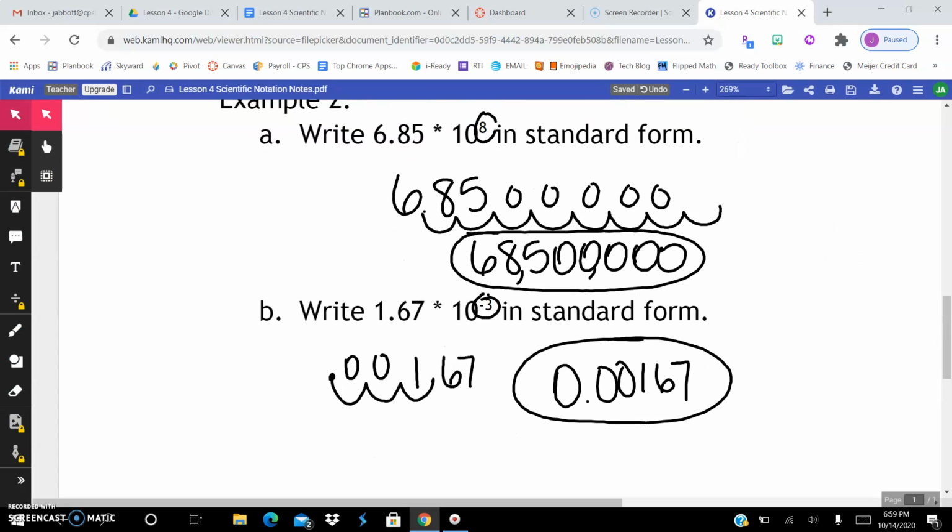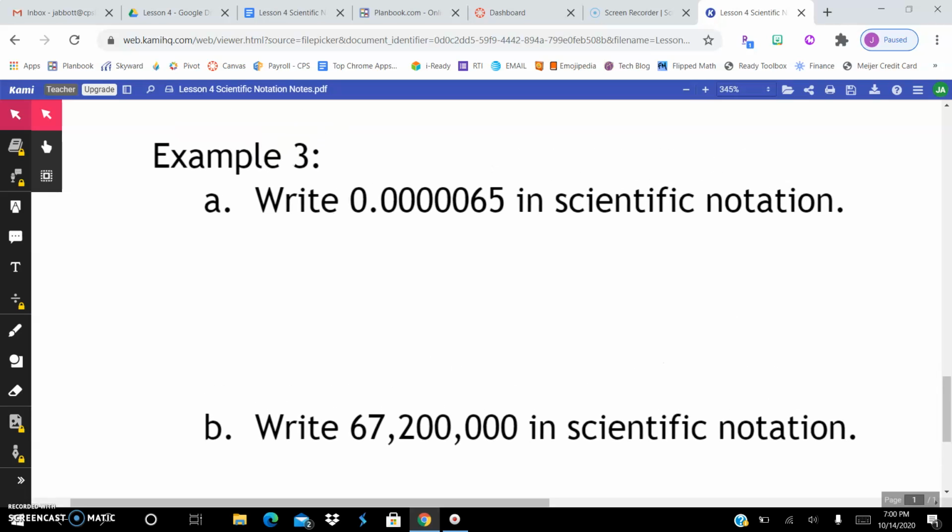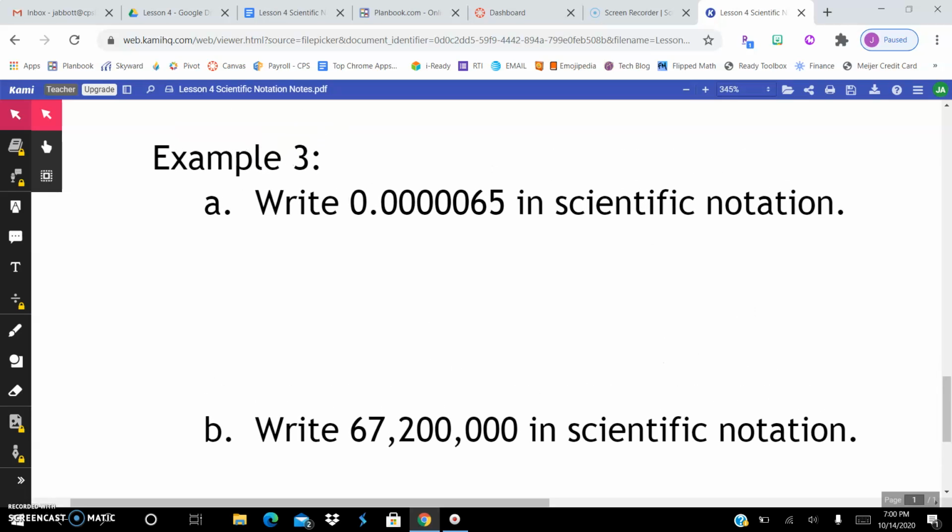So notice if you're given scientific notation and the exponent's positive, you're going to have a whole number answer. If you're given scientific notation and the exponent's negative, you're going to have something less than 1 as your final answer. All right, so this one gives us a number and asks us to write it in scientific notation.